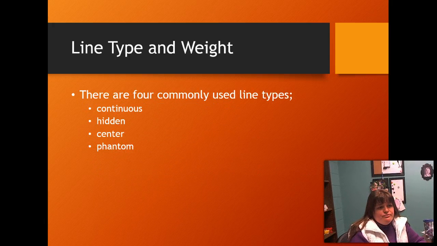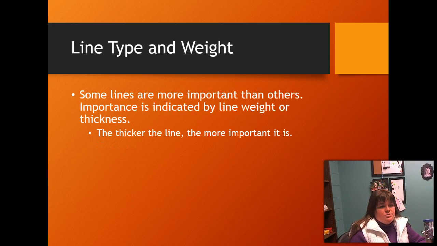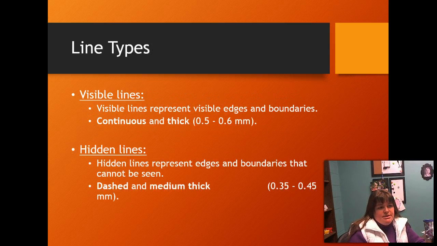particular drawing. So the four most commonly used line types are continuous, hidden, center, and phantom. We'll go through each one of those. Some lines, when we see these different lines, are more important than others. The thicker the line, the more important it is. So as we go through and learn a little bit more about drawings, you'll understand that the thicker the line is, the more important it happens to be.